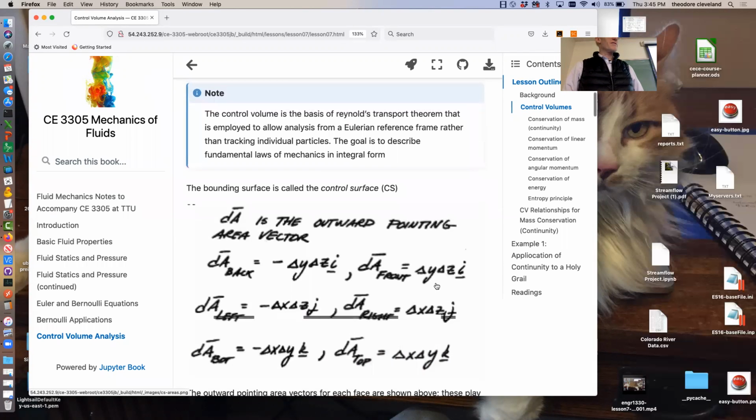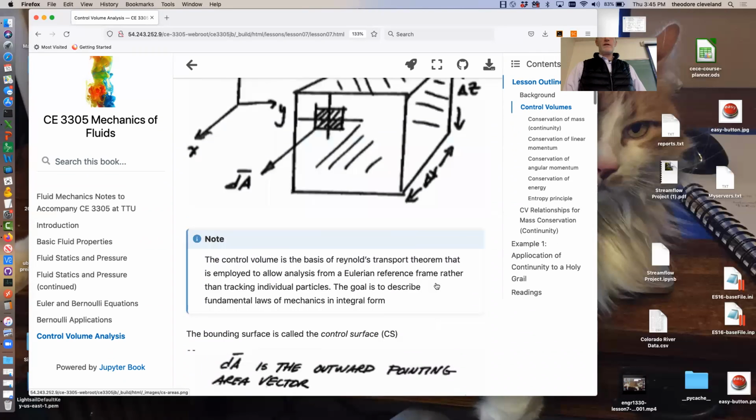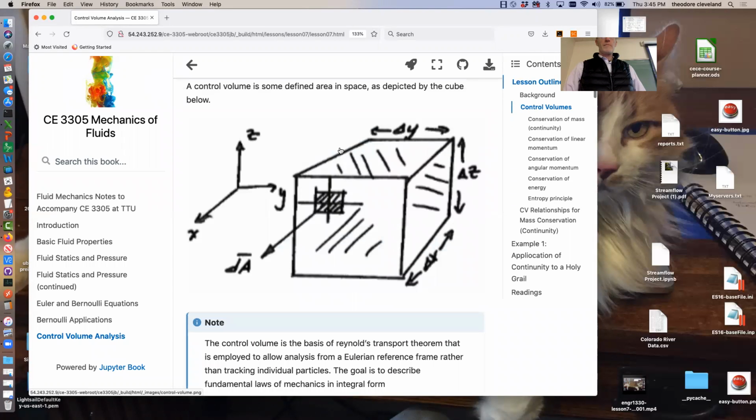The bounding surface is called a control surface. So let's go back to our picture cube. These shaded surfaces, each of those faces, and there are six of them in my parallelepiped here, that surface is called the control surface. I don't know why it has that name. The people who did this originally are control freaks. So you have control volumes and control surfaces. Things go into the control volume by crossing the control surface somewhere.